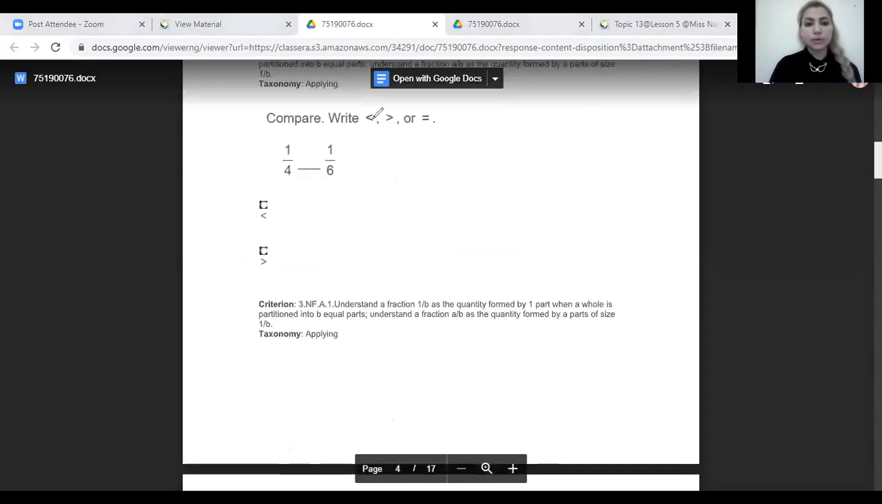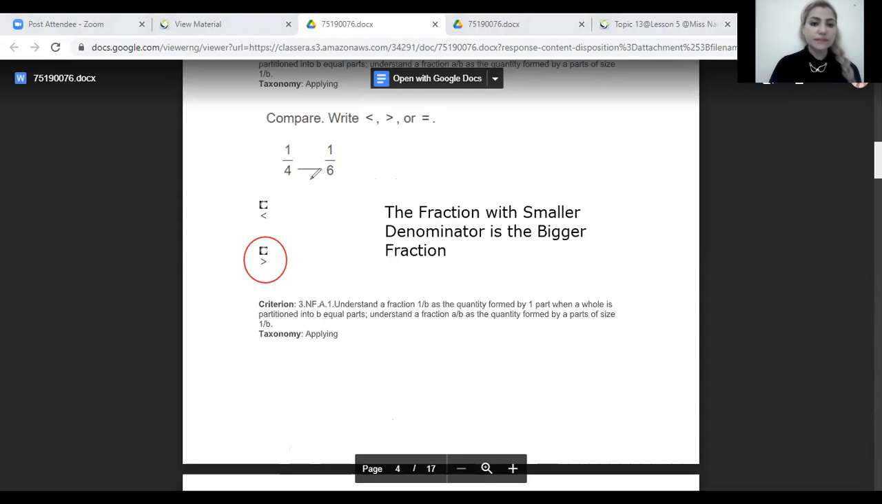Compare with smaller than, greater than, or equal. So I said, what's my rule? What's my rule that I had? The fraction with smaller denominator is the bigger fraction. So this is the fraction with smaller denominator. So it is the bigger fraction.